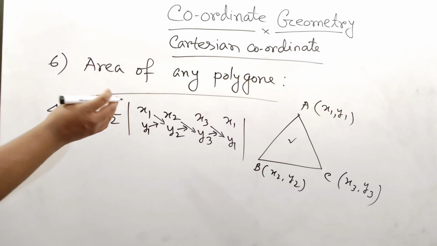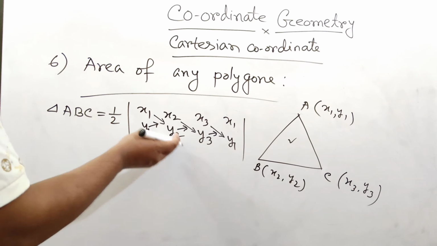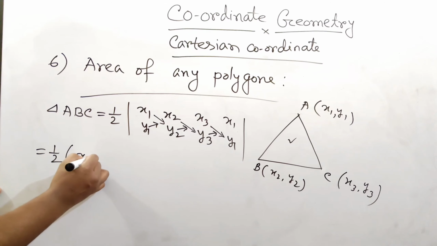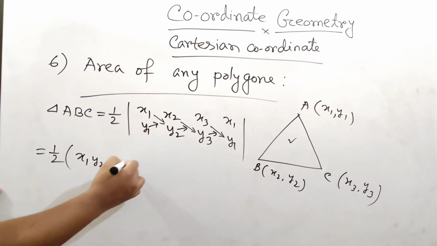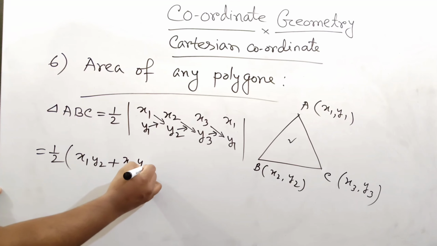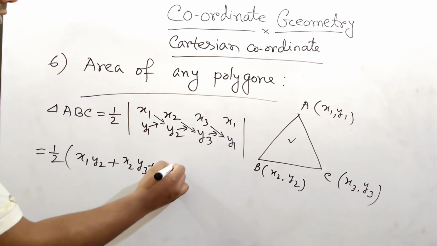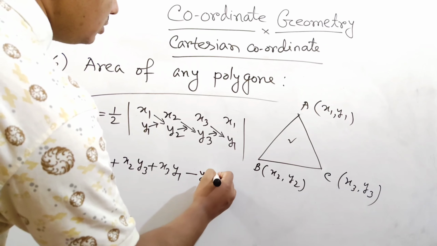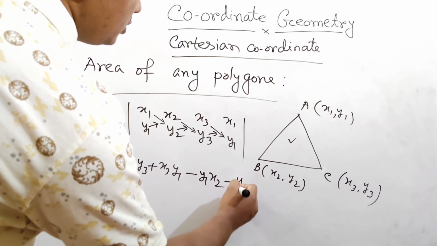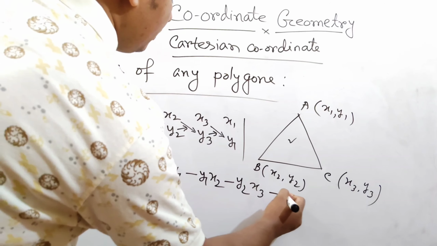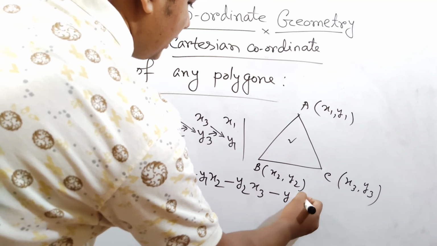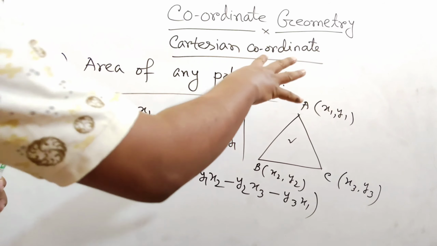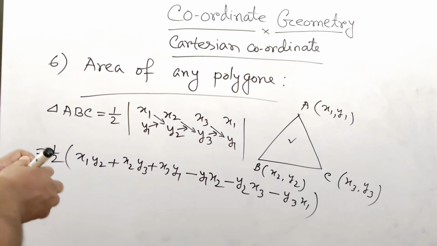Okay, first we multiply this left to right, that is top to bottom. So then the multiplication will be x1 y2 plus x2 y3 plus x3 y1, and then we subtract this multiplication, that is y1 x2 negative y2 x3 negative y3 x1. So this is the formula for finding the area of any triangle if three coordinates are given.